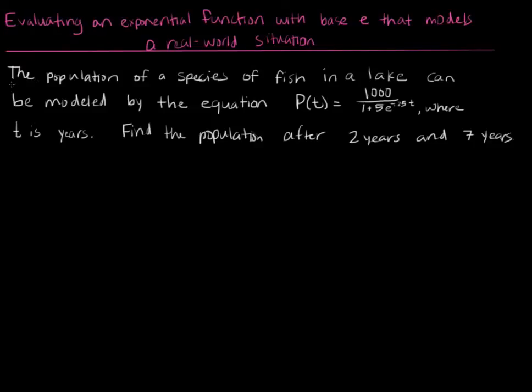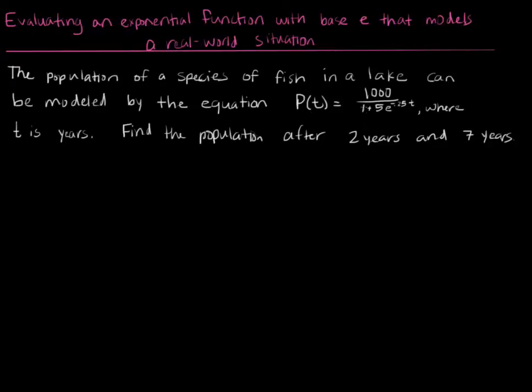So in any case, the problem is: the population of a species of fish in a lake can be modeled by the equation P of t equals 1,000 over 1 plus 5 times e to the negative 0.25 t, where t is years. Find the population after 2 years and 7 years. To find the population, we're just going to plug it in.